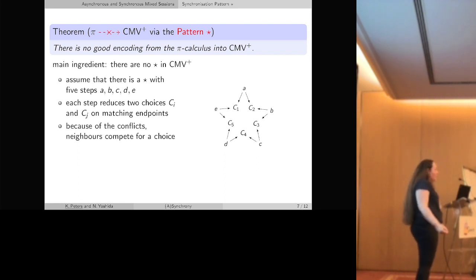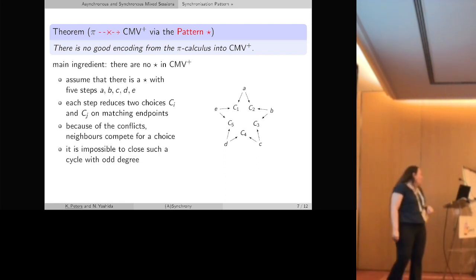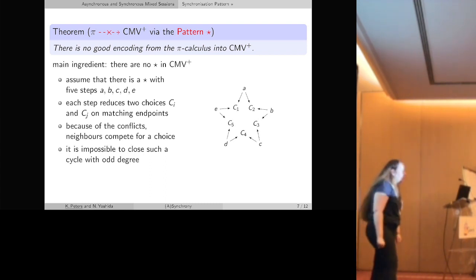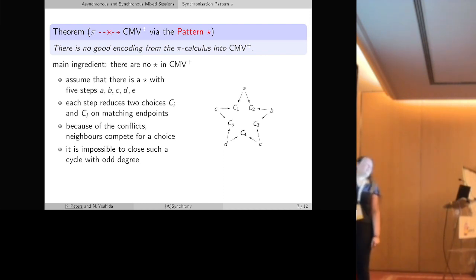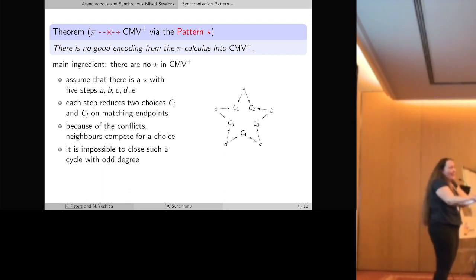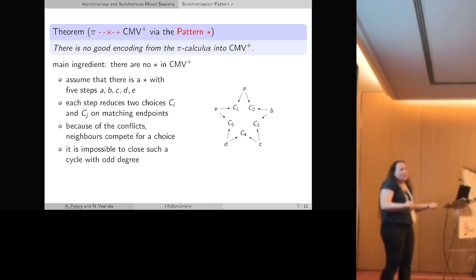But now the problem is that this is not possible, because for one step you need 2 choices on different session endpoints. So that one is on X, and that one has to be on Y. But for that step to happen, this one needs to be on X again. For that step, this one has to be on Y. Then for that step, this has to be on X, but then these 2 are on X, so E cannot be a step, because E cannot reduce 2 choices on channel endpoint X. It needs an X and a Y. And it's not possible to close any cycle of odd degree this way. So you don't find stars.